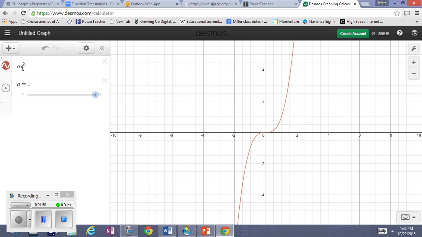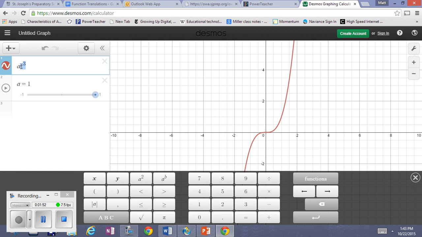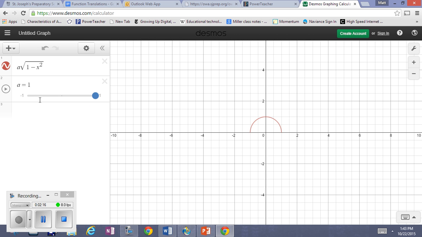We'll look at the other couple functions. Your unit circle function, which is the square root of 1 minus x squared. And then we'll put the negative up there and see what happens with that. There's your unit circle, 1 times that. Now we put a negative sign. What's it do? I'm not telling you. You tell me.